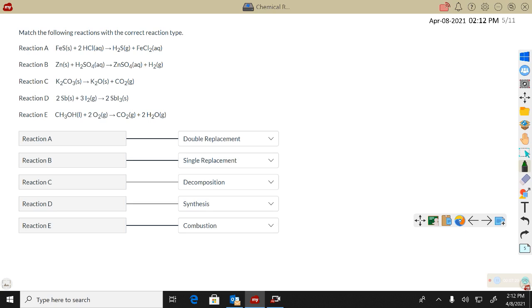D is the opposite. It's my synthesis. A synthesis will only have one product. So it could be little elements that join to make one product, or sometimes it's little compounds that join to make one big product. And then finally, E is my combustion. A combustion is something with carbon. We call it something organic that burns in oxygen, and the products are always carbon dioxide and water.